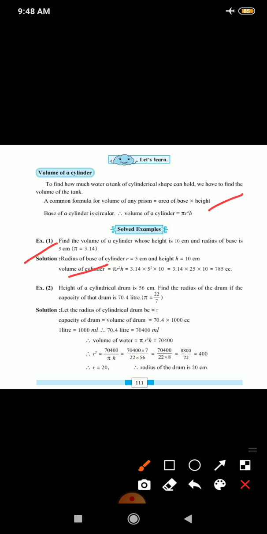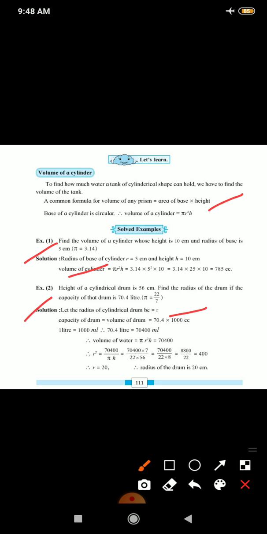It's simple. You have to use the formula, substitute the values, multiply them and get the answer. Okay, now let us go to the second example. The height of a cylindrical drum is 56 centimeters. Find the radius of the drum if the capacity of the drum is 70.4 liter. Value of pi is given to be 22 upon 7.